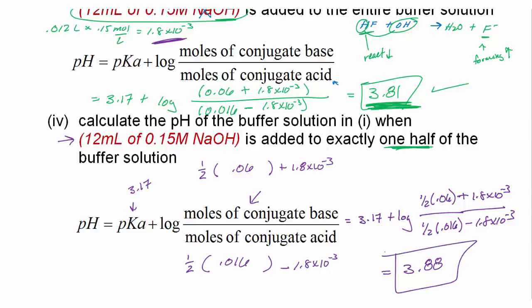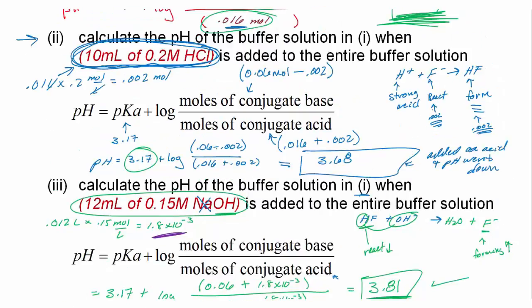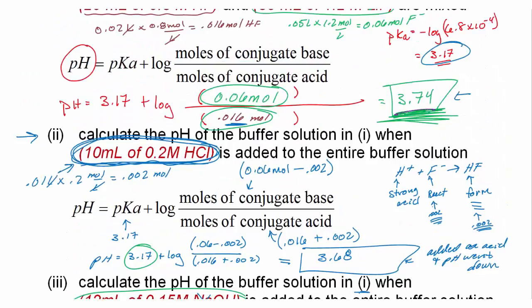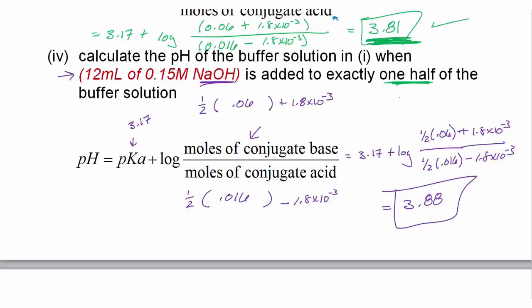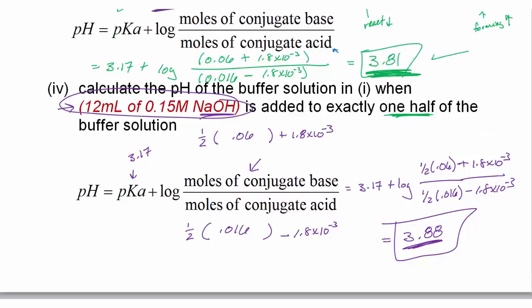Okay, does that answer make sense? Adding a base, the pH should go up. It was originally 3.74. It went up to 3.88. Sounds good. If we added this volume of NaOH to the entire buffer, it went to 3.81. But if you add it to only half the buffer, it goes up a little bit higher. Good. It should, because there's not as much buffer. So those numbers are looking correct.